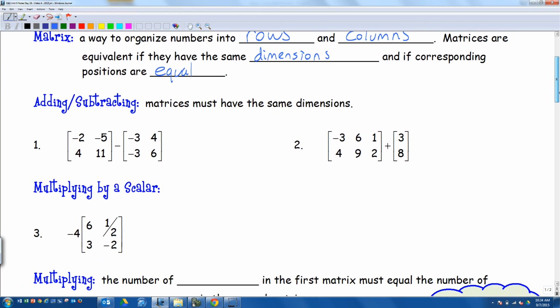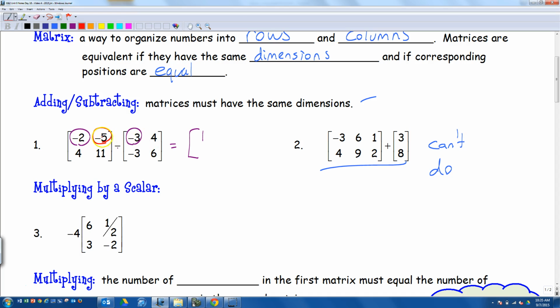Adding and subtracting, you have to have the same dimensions to do that. So right away, number 2, you cannot do. Number 1, you just kind of subtract the pieces that are in the slots. So we're subtracting -2 minus -3. That's a double negative that'll turn into a plus. So -2 plus 3 is 1.